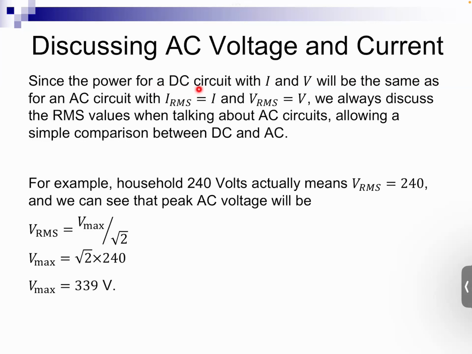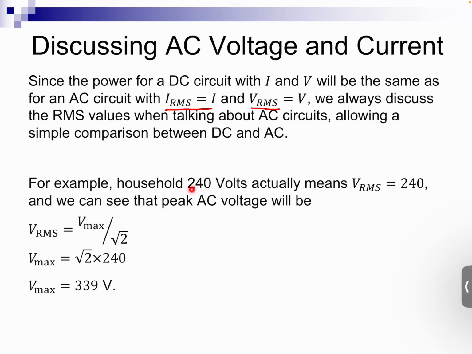In DC circuits, we use currents and voltages. In AC circuits, if we use RMS currents and voltages, then it's as if we are looking at a DC circuit. And in fact, as I mentioned, multimeters measure RMS voltages and currents.